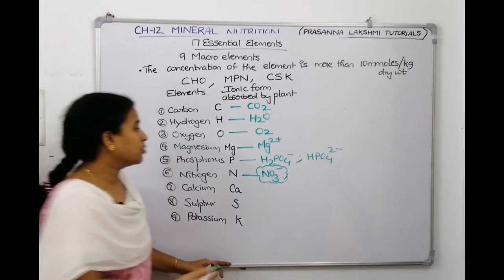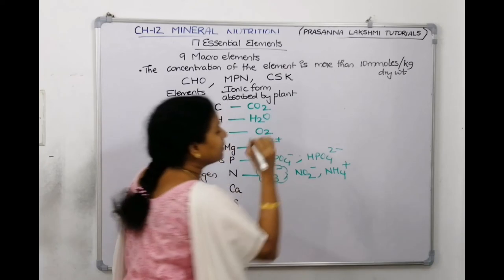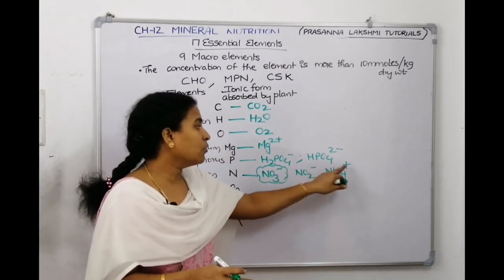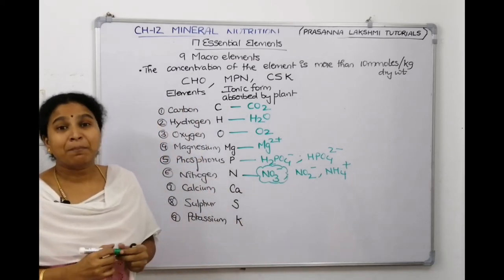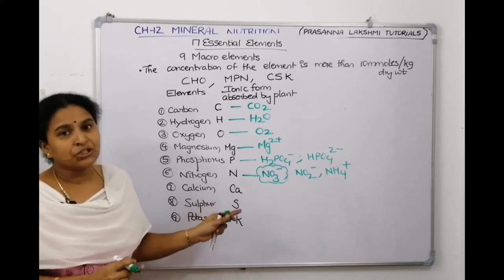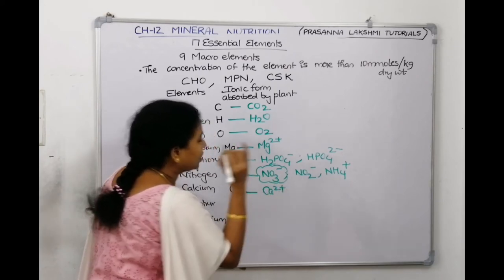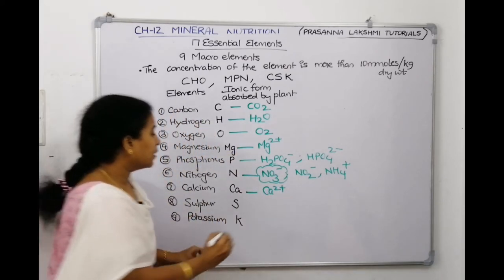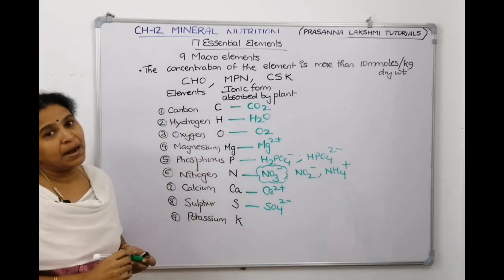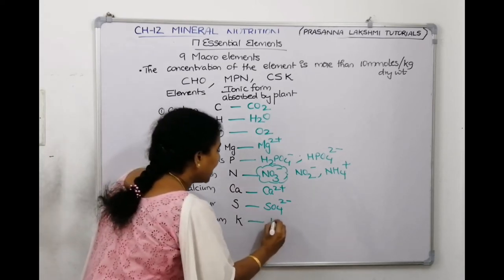What are the other forms also? NO2 minus is also there, and ammonium form is also there. Since the plant absorbs nitrogen in anionic and cationic forms, both forms it can absorb, but mainly it absorbs nitrate ion. Then calcium: plants absorb calcium as divalent calcium ion, a cation. Sulfur, it absorbs as SO4 2 minus, anionic form. And potassium, cation only, it is K plus.